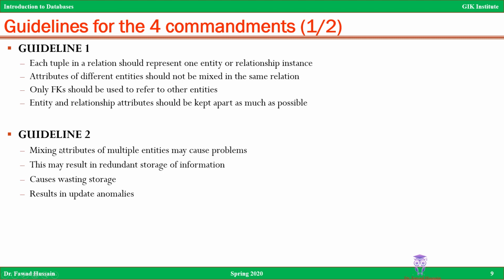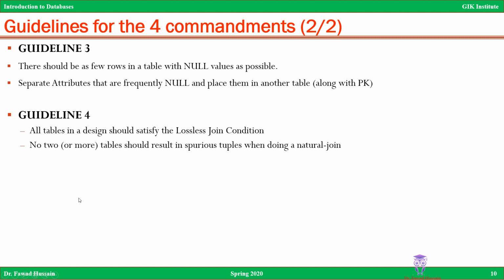The second guideline is that mixing attributes of multiple entities may cause problems. This may result in redundant storage, which we saw, causing wastage of storage and resulting in anomalies. We have already seen that in the previous 2-3 slides. The third guideline is that there should be as few rows in the table with null values as possible.